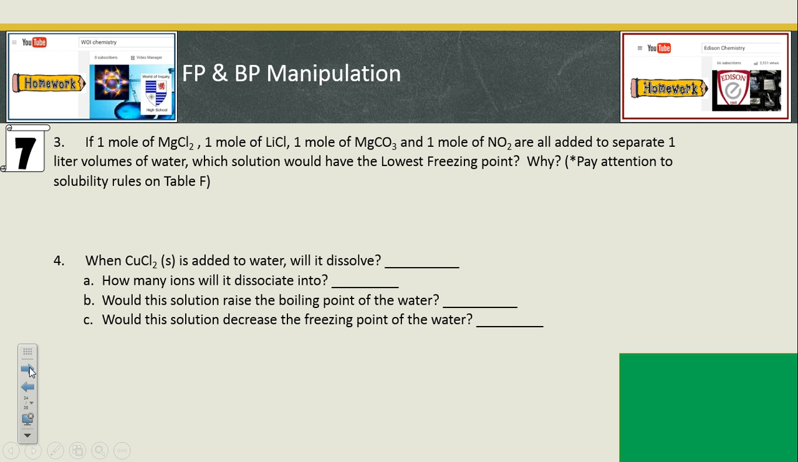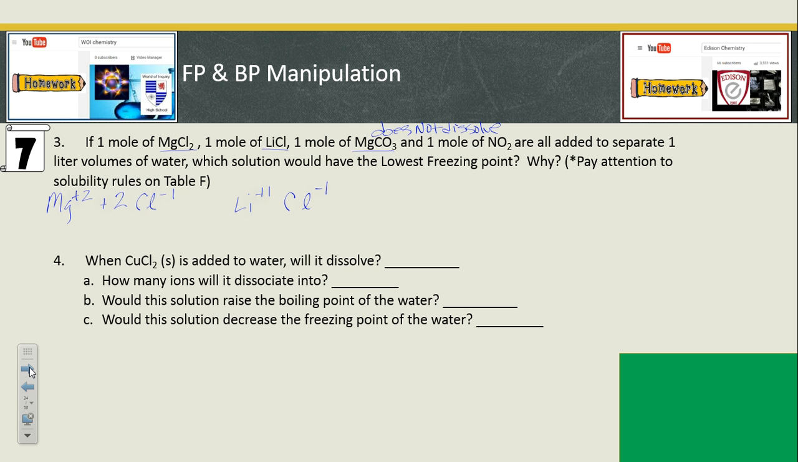If 1 mole of magnesium chloride, 1 mole of lithium chloride, 1 mole of magnesium carbonate, and 1 mole of NO2 are all added to separate liter volumes of water, which would have the lowest freezing point, and why? So the solubility rules. Magnesium chloride does dissolve. That makes magnesium 2+ and 2 chloride 1-s. Lithium chloride makes just 1 lithium 1+ and a chloride 1-. Magnesium carbonate does not dissolve.